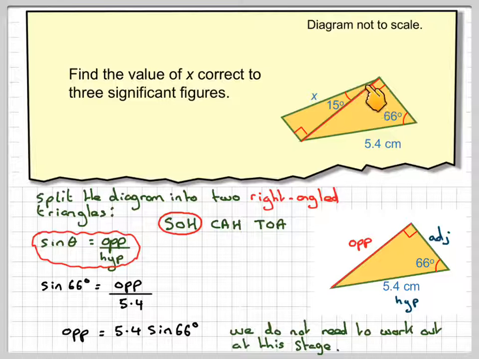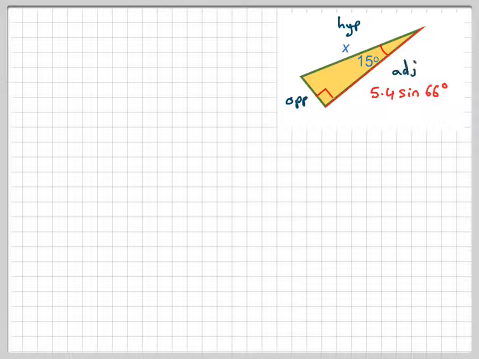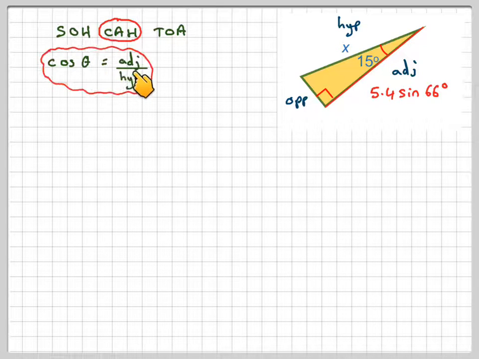Right, now we're going to use this triangle, now that we know this length, to find x. So drawing that triangle out, writing down the length here, 5.4 sine 66. This is the hypotenuse, opposite and adjacent. So writing out SOHCAHTOA. We've got adjacent, we want to find hypotenuse, and got an angle, so we're going to use cos. So cos theta is adjacent over hypotenuse.